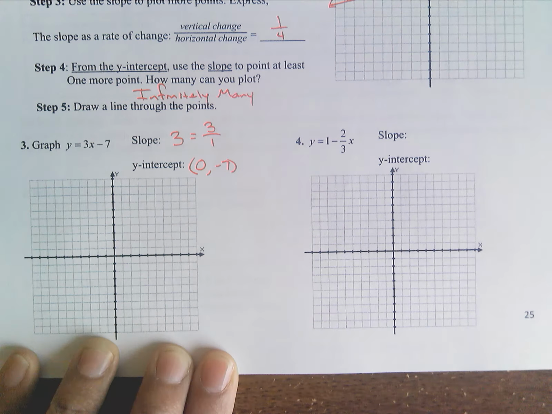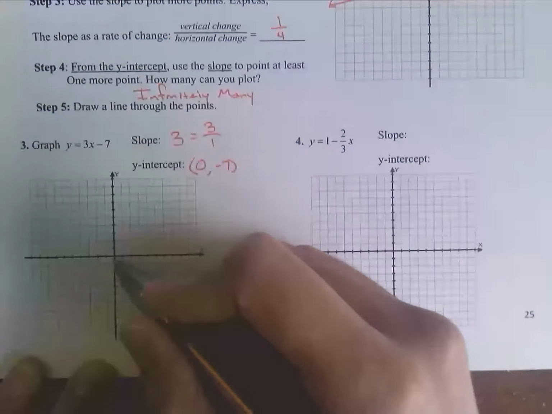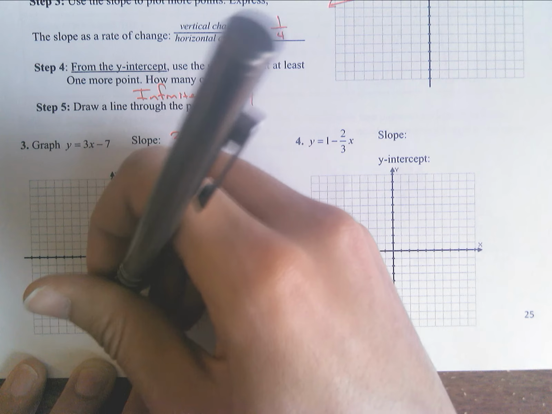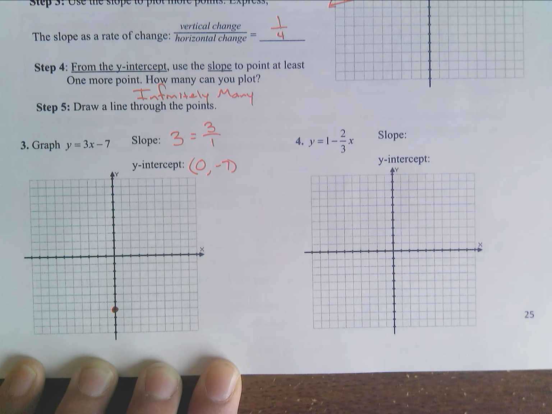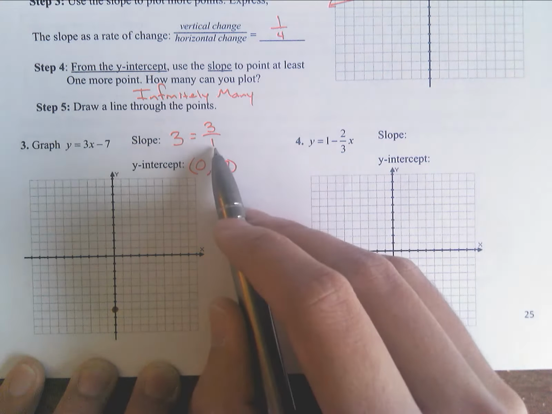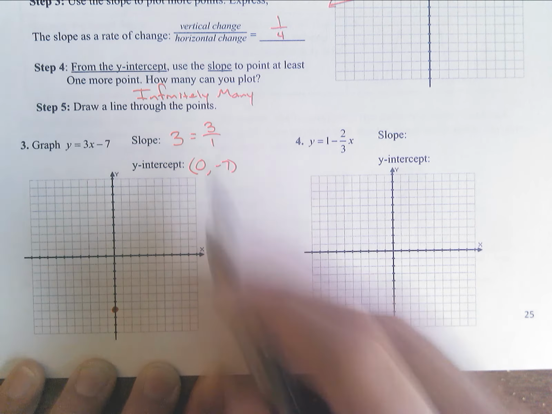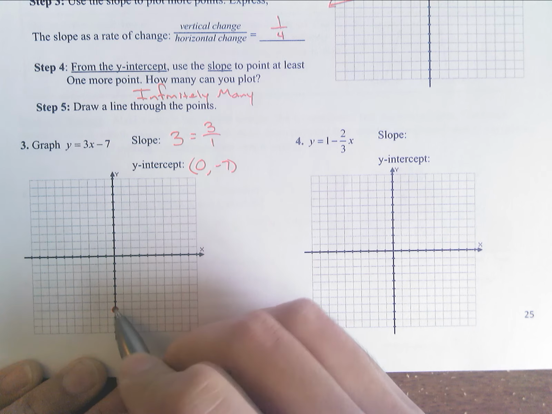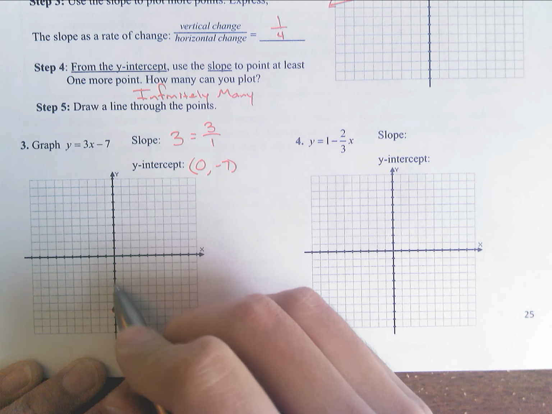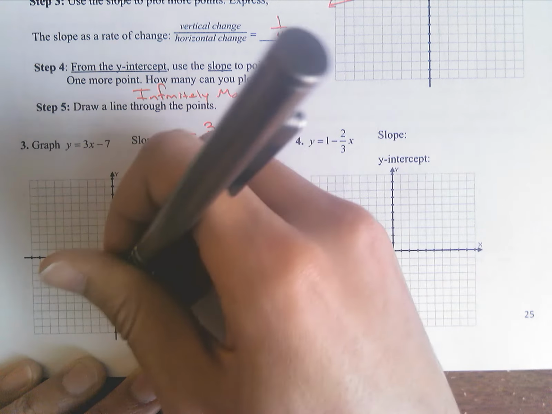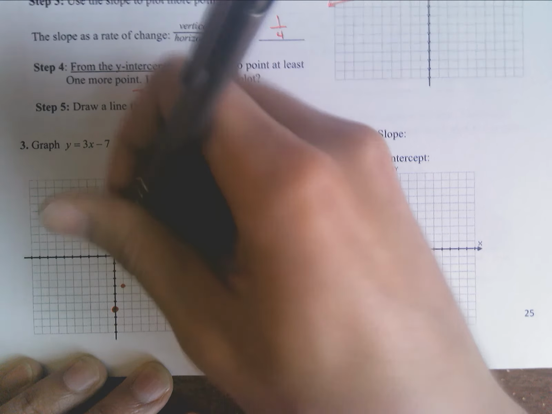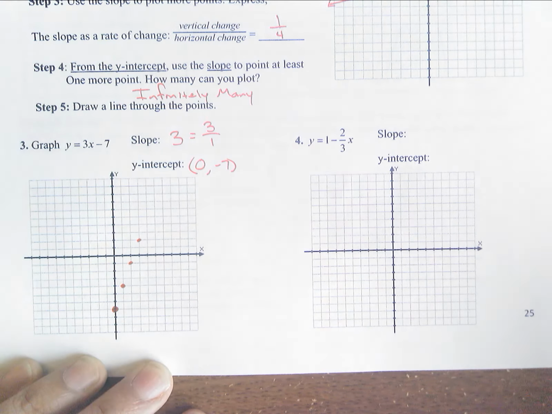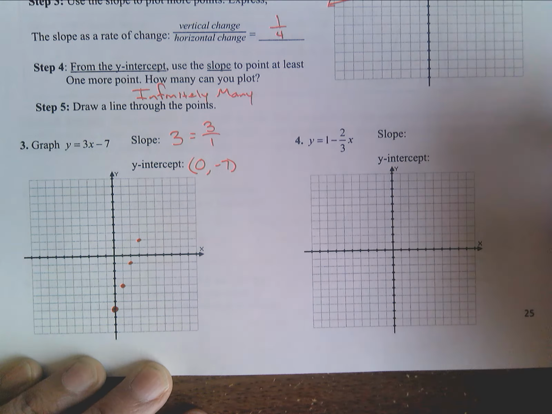All right, so to graph this, we start with our y-intercept, 0, negative 7. Let's plot that point. So we count down 7 on the y-axis. And then we use our slope to find our other points. So here's our slope, 3 over 1. So that tells us up 3, right 1. So from our y-intercept, we're going to count up 3, 1, 2, 3, and right 1. We can continue up 3, right 1, up 3, right 1. And again, you could continue doing this as many times as you want. I recommend having at least 3 points.